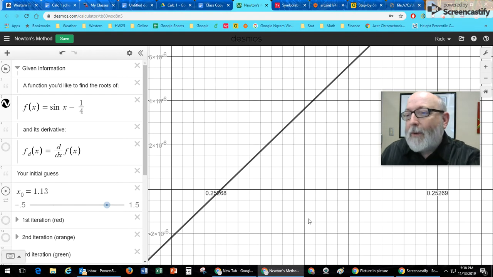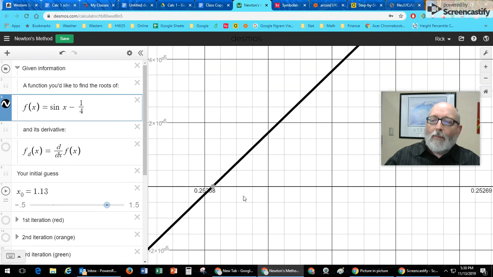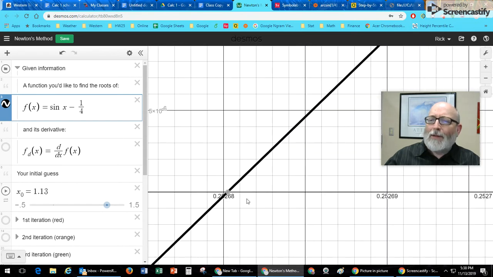You can count the squares if you want to, but it's not actually going to tell me what that number is. And so I'm like, well, I'm here, and it's 0.25268, but I want to have it a lot more accurate than that. I just can't. I can't use Desmos to make that happen.